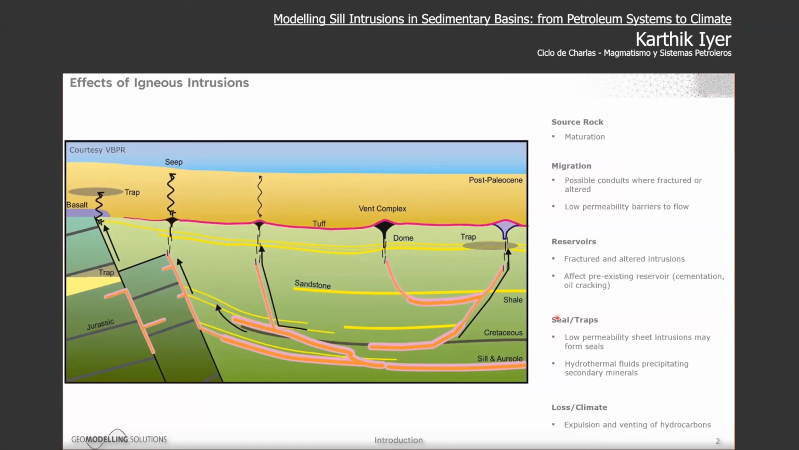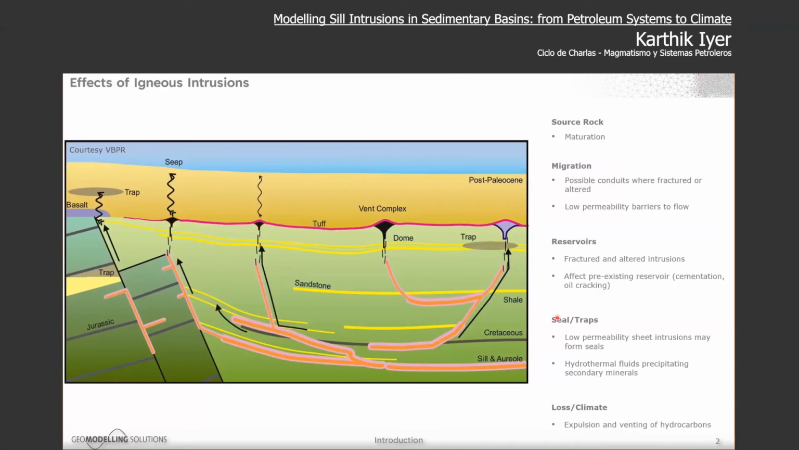It also can form seals or traps. For example, in the Parnaíba Basin, if I'm not mistaken, in Brazil, the sills form dome-like structures or four-way closures, which are impermeable, and any hydrocarbons that are generated by sills lying below that top sill migrate into the trap, and the sill actually seals it.